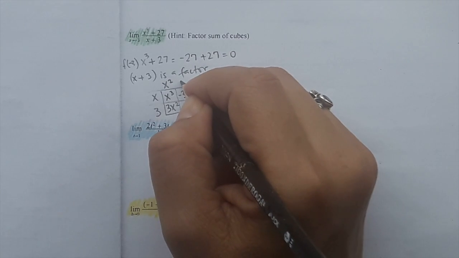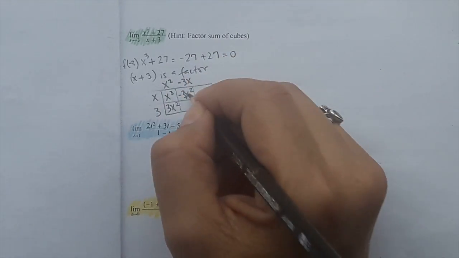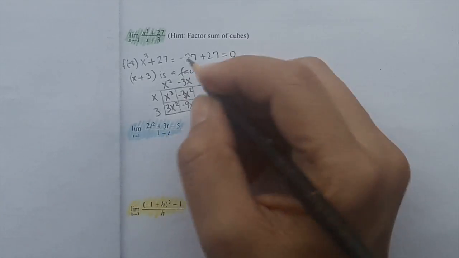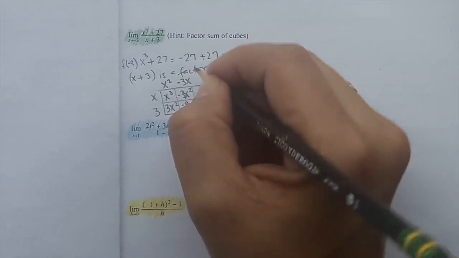This is a listening check. Color in x plus 3 is a factor. Go ahead and put some color on x plus 3 is a factor.